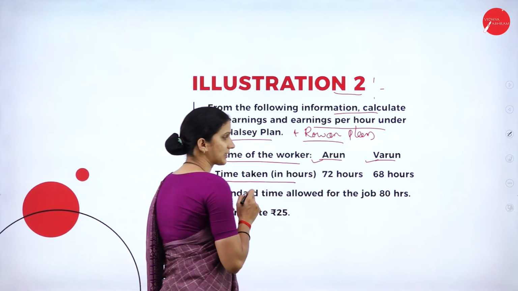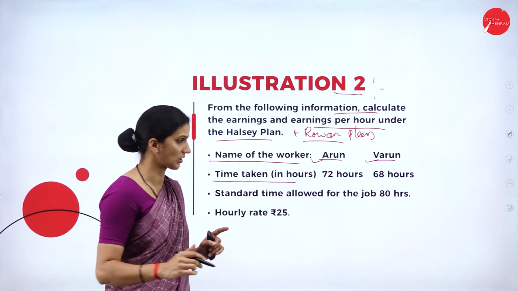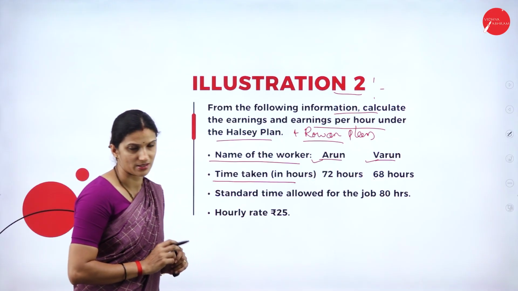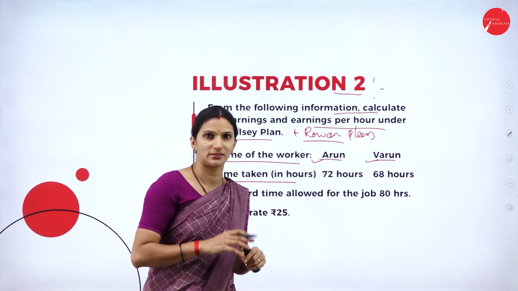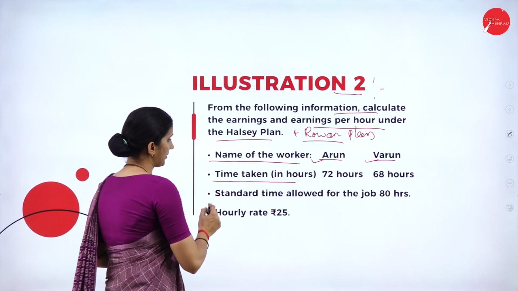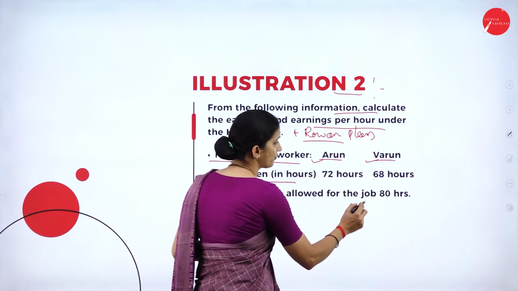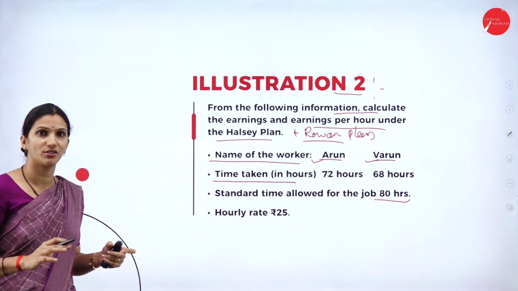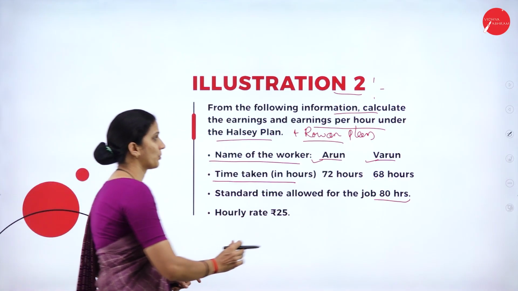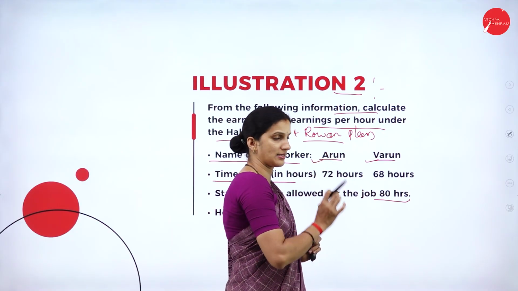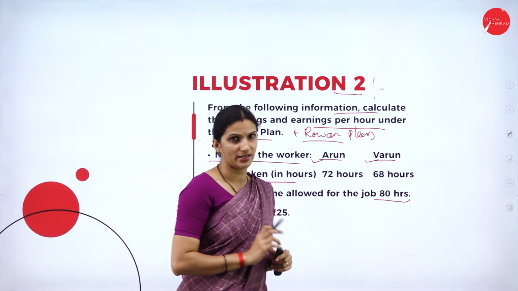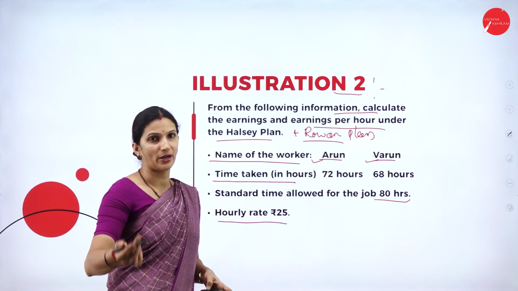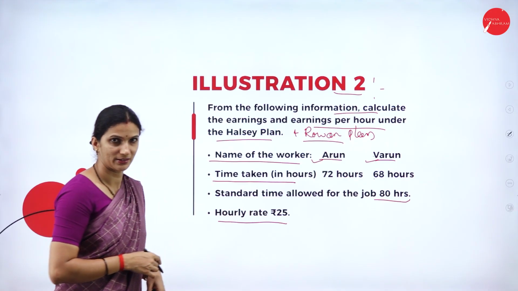And the time taken, that is the hours worked by these 2 workers, is Arun 72 hours, Varun 68 hours. So that is the actual hours worked by the employees. And then, standard time allowed for the job is 80 hours. So standard time fixed for both workers is 80 hours: for Arun it is 80 hours, and standard time for Varun is 80 hours. And then you have the hourly rate, which is rupees 25. So now we will calculate the wage for both workers.